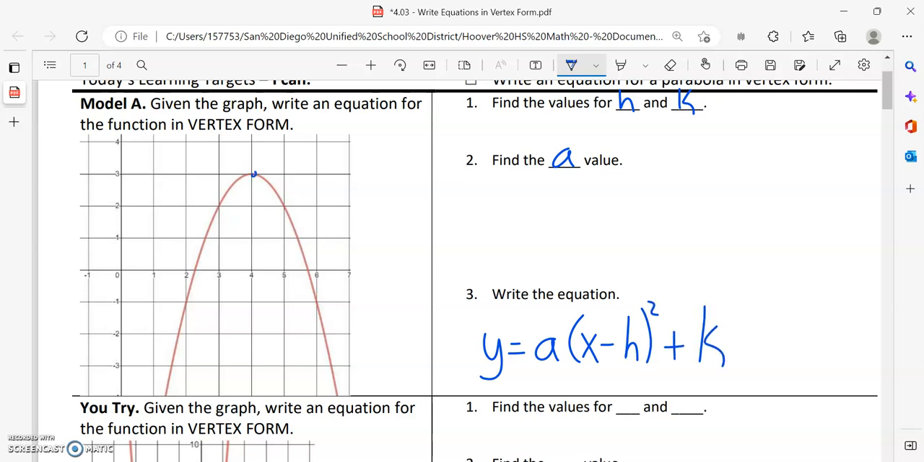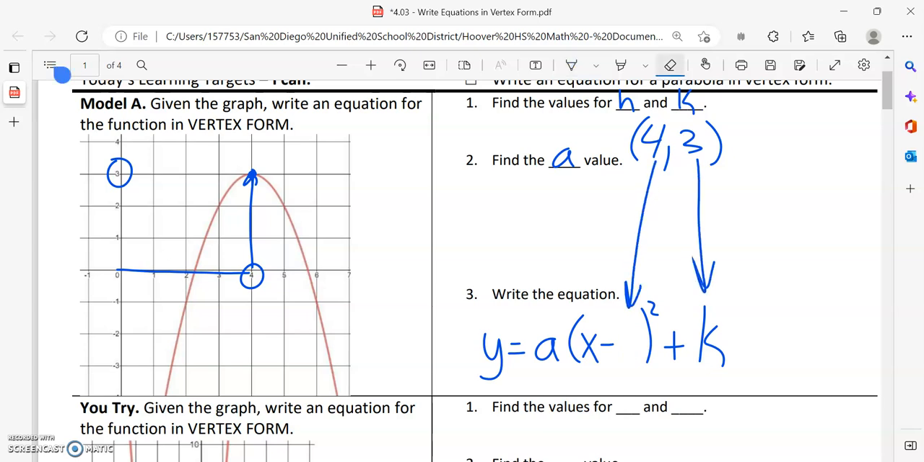So our vertex is here. That is over to 4 and up to 3. So 4 comma 3 is our vertex. So 4 goes in for our h and 3 goes in for our k. Now all we have to do is find our a value. So what you're going to do is count over 1 unit and then see how far down you have to count till it crosses. Well, we went over 1 and down 1. So down 1 means our a is simply negative 1. And that will go in for our a. Negative 1.